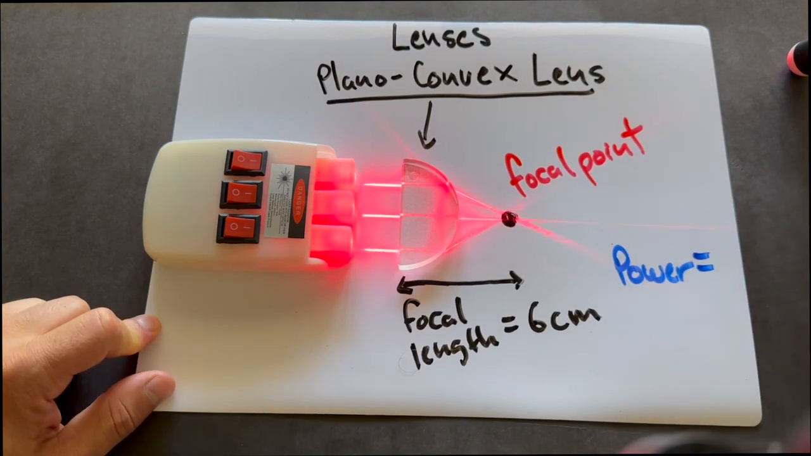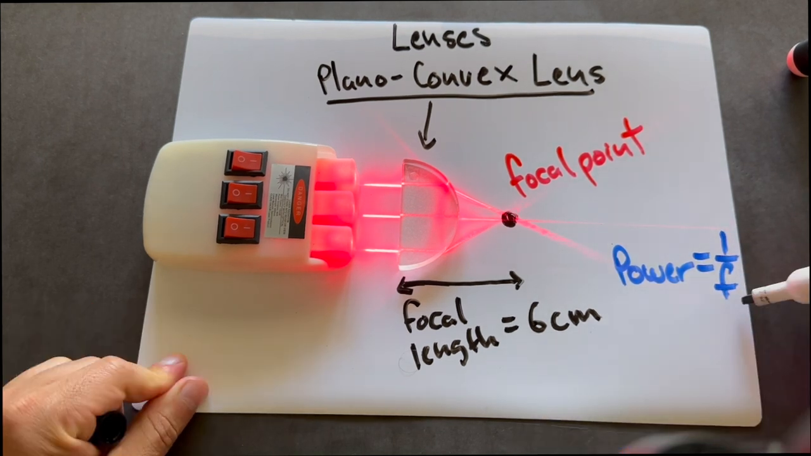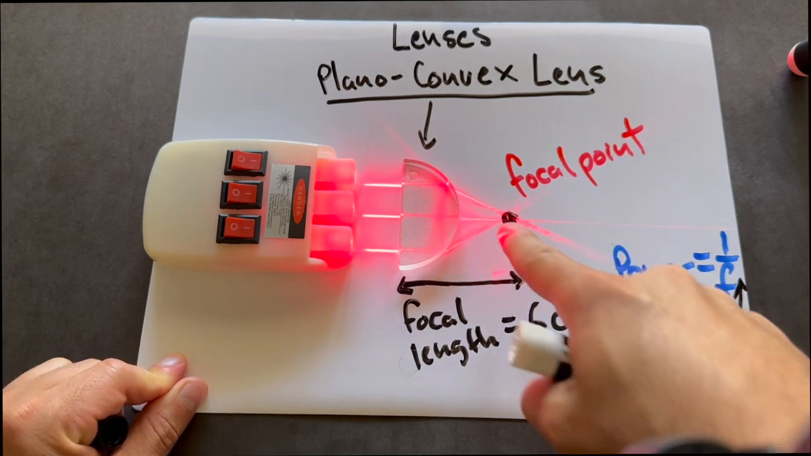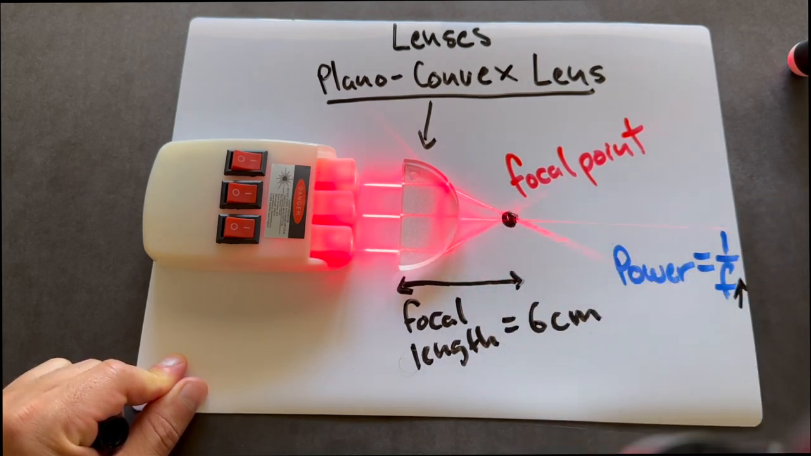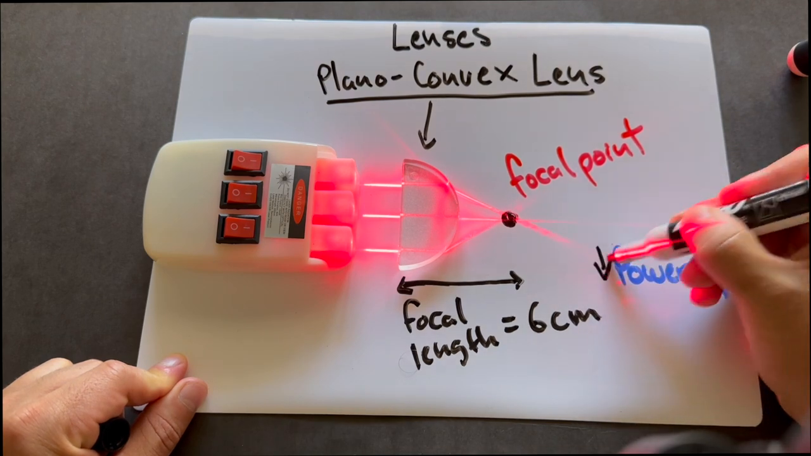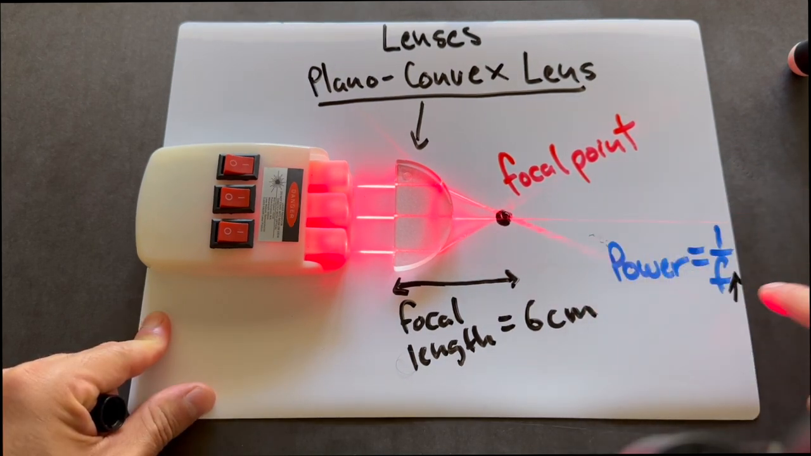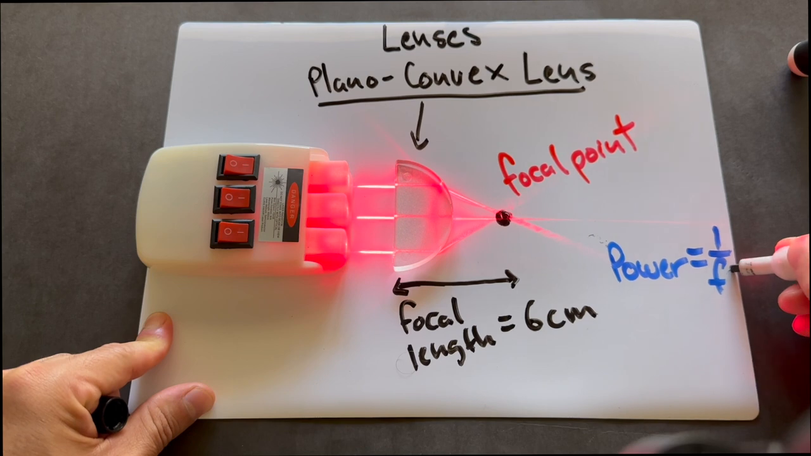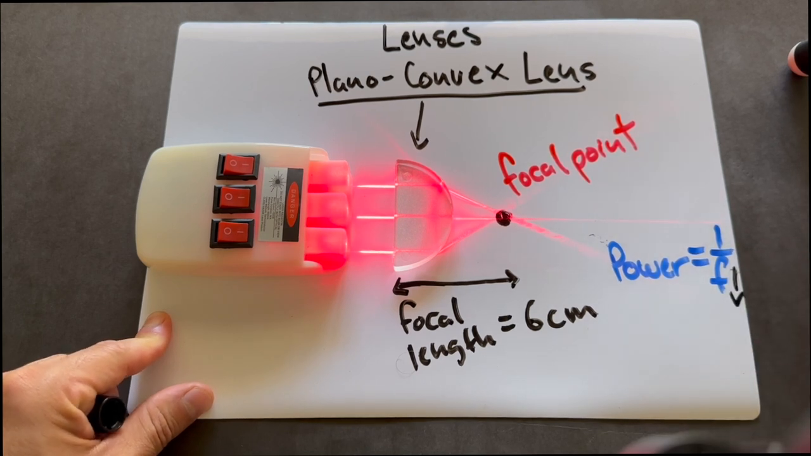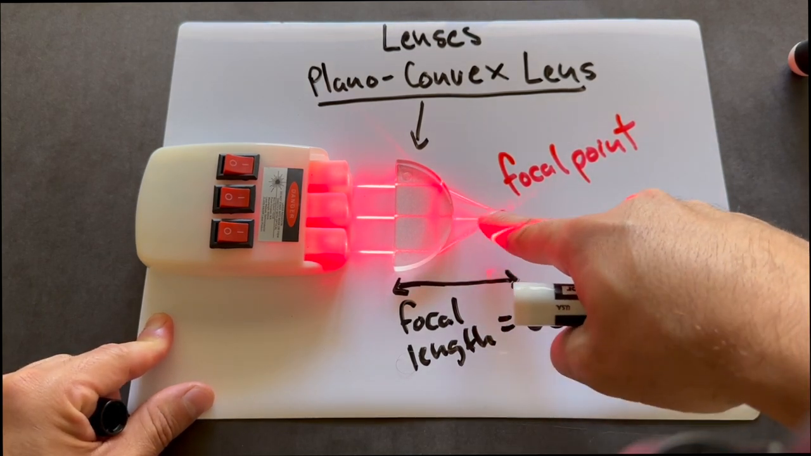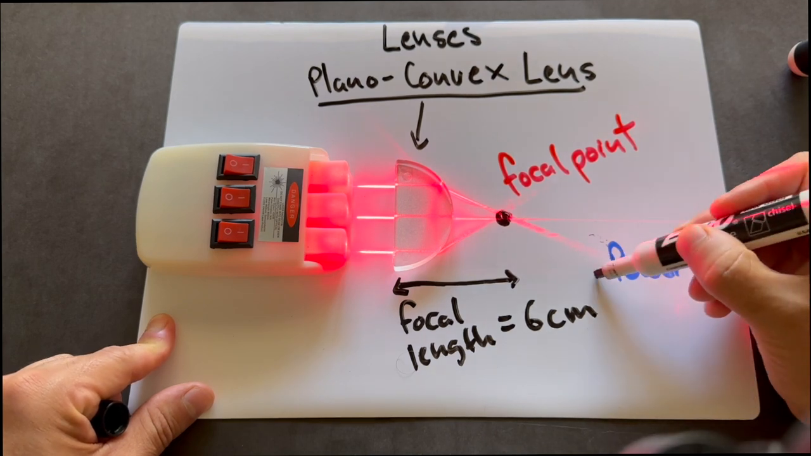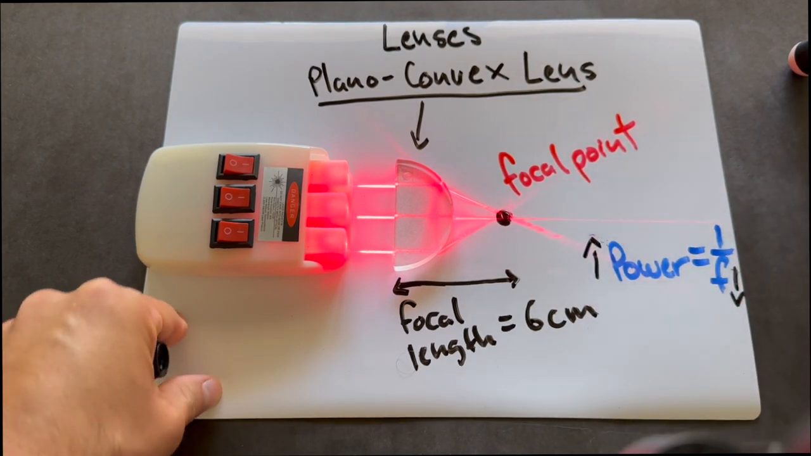And power is just the reciprocal of the focal length, which is 1 over f. The further away this focal length is from the lens, the further away this point is, the lower the power we have. And conversely, if the focal length is smaller, if this point is closer to our lens, that means we have a more powerful lens.